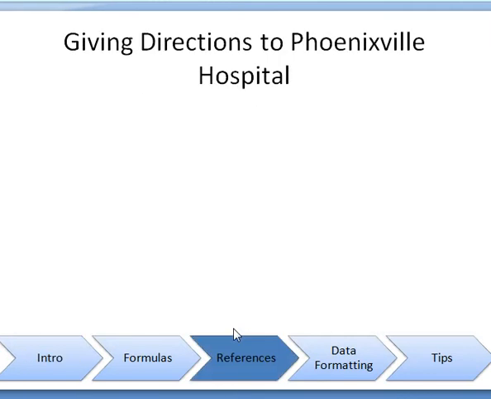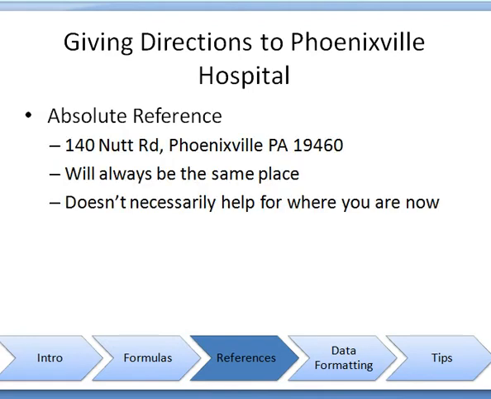Okay, in talking about absolute versus relative references, I'm going to use an example of giving directions, say to Phoenixville Hospital. One option would be an absolute reference, and to do that I would simply say it's at 140 Nut Road, Phoenixville, PA 19460. That will always be the same place. I'm referring to a particular spot in the universe. That doesn't necessarily help you get there from where you are right now, but it is an exact location and it will always be at that place.